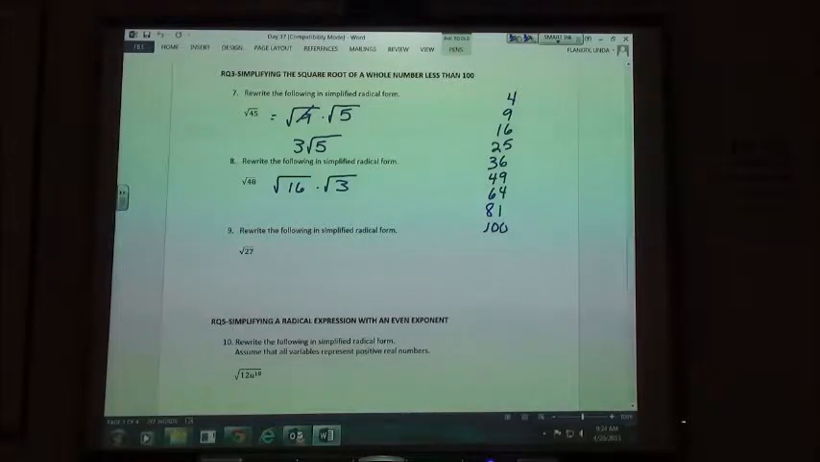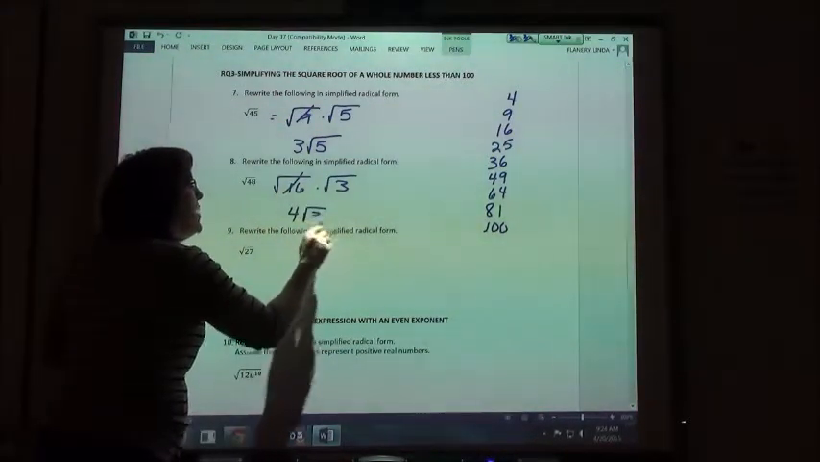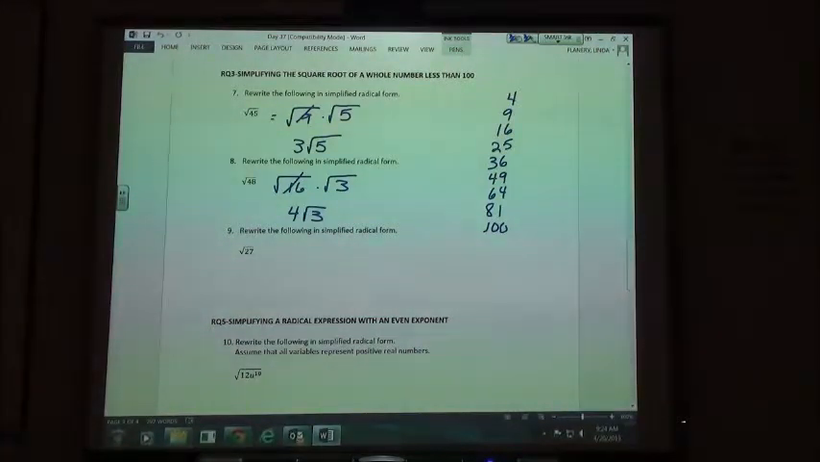Square root of 16 is 4. So I get 4 square root of 3 for my answer. So it's always nice to have that little list of your perfect squares handy, so when you're looking at which factor do I want to use if I'm kind of stuck, I can just work my way up my list and say, oh, which one works here?